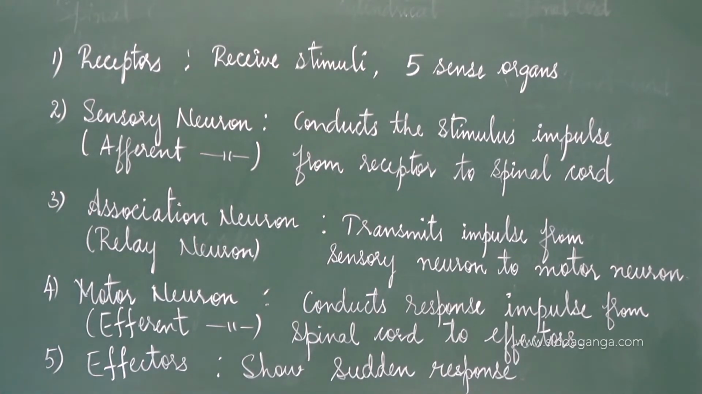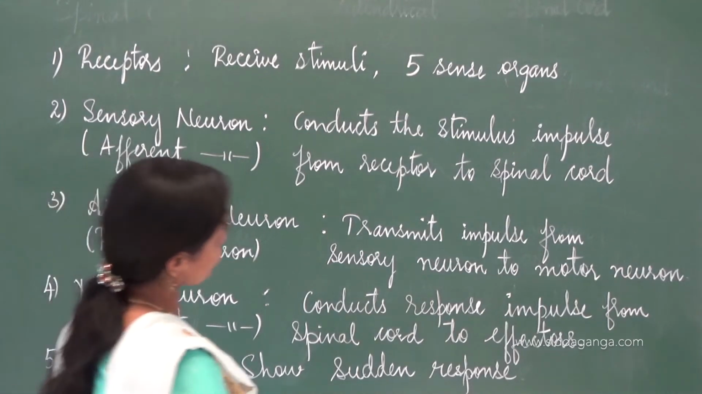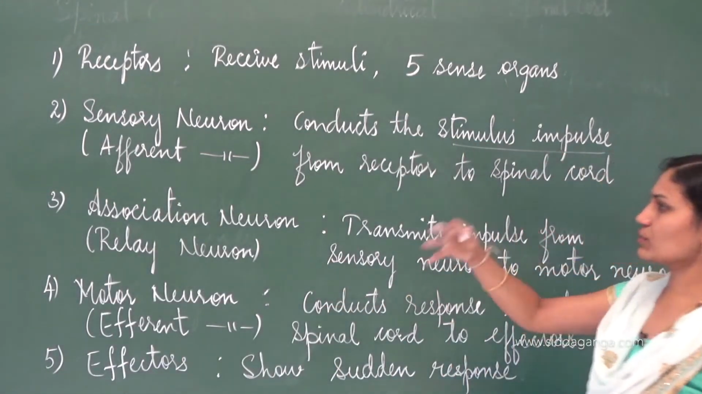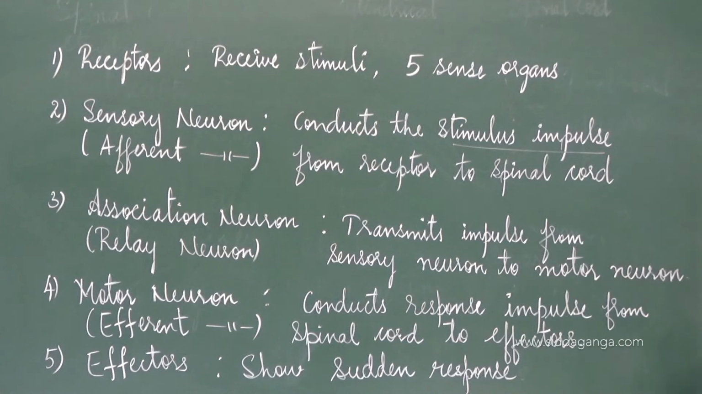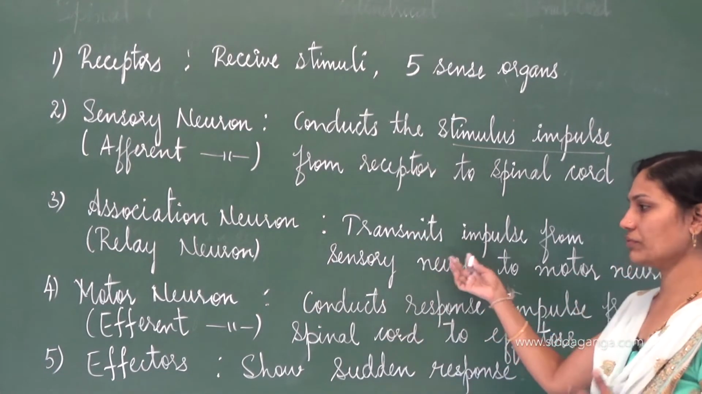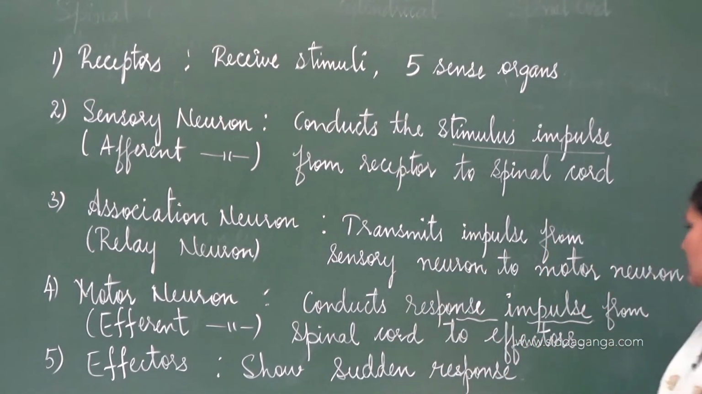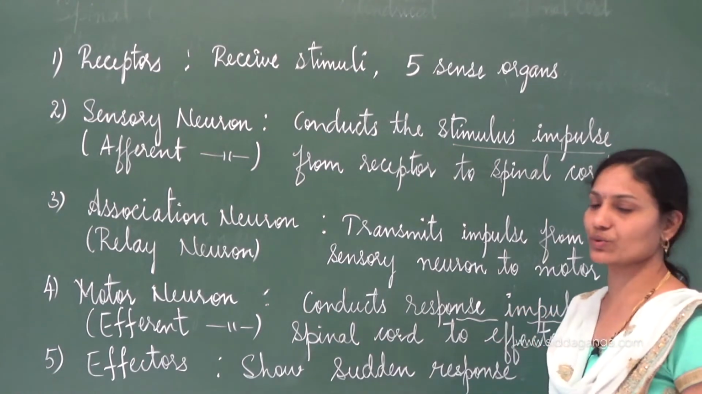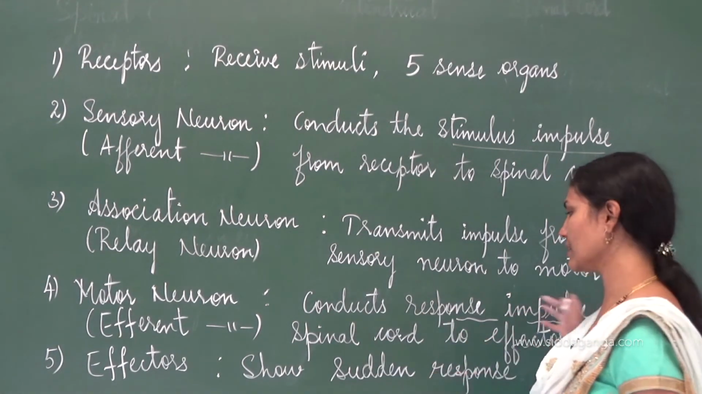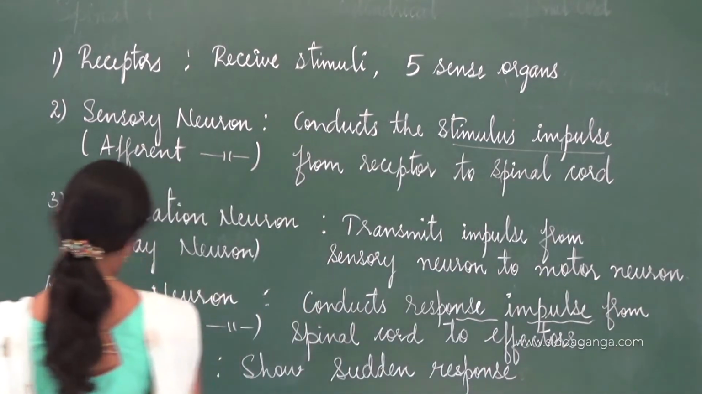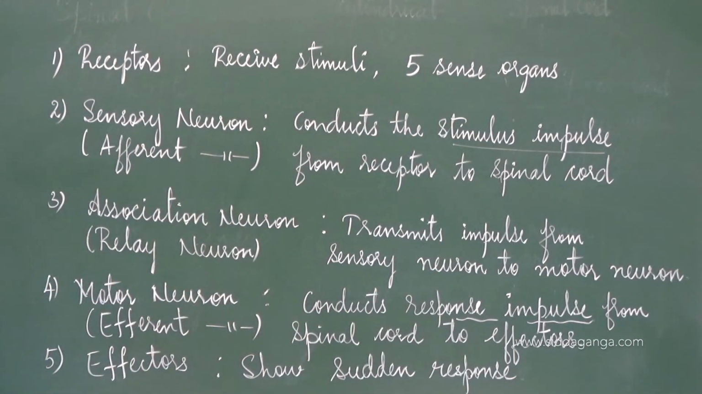So these are the 5 distinct parts or components. Receptors receive stimulus, sensory neuron conducts the stimulus impulse that it has received from receptors to the spinal cord. Association neuron, finally motor neuron, it conducts response impulse, the response that it has to give, that it carries, and finally effectors show the response. Hope this is clear to you.